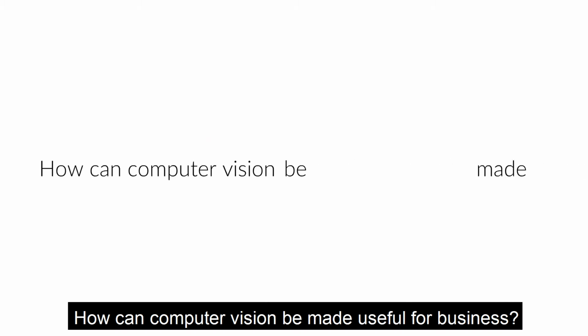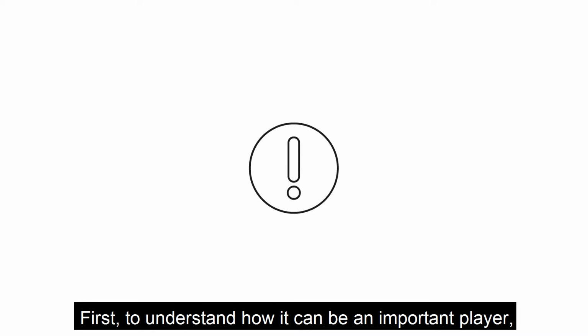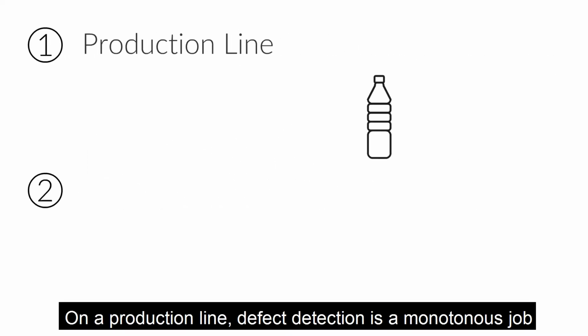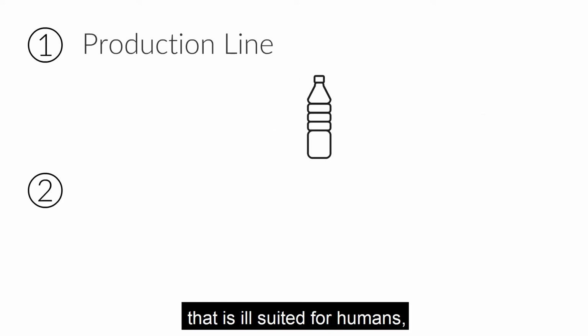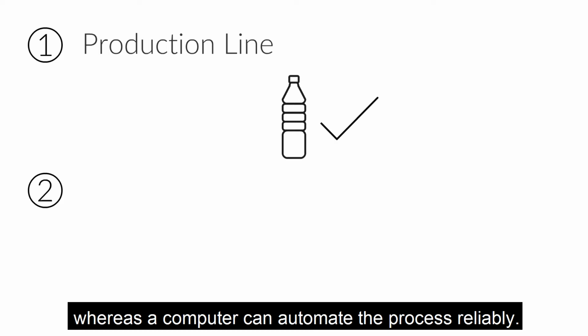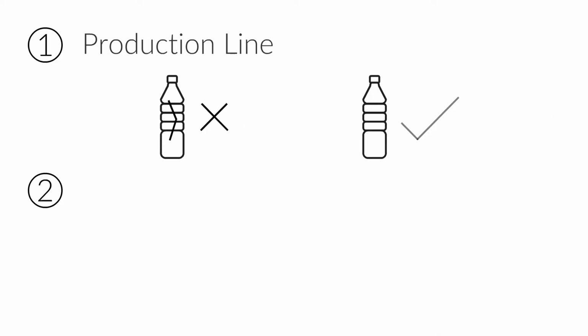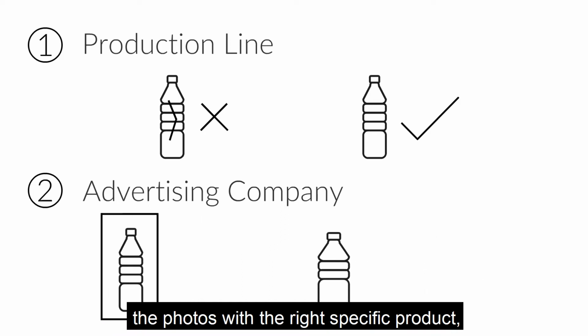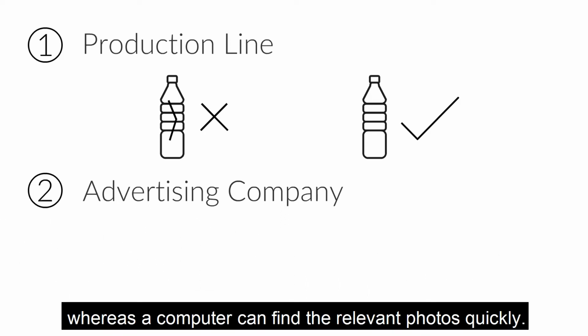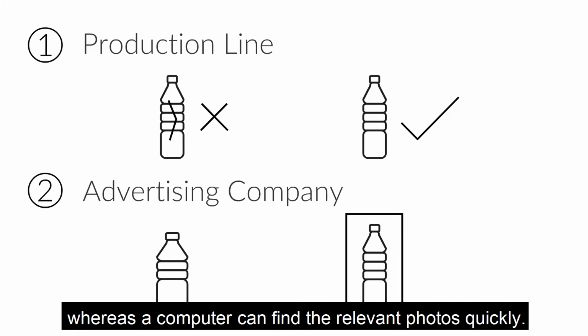How can computer vision be made useful for business? First, to understand how it can be an important player, it is useful to look at a few examples. On a production line, defect detection is a monotonous job that is ill-suited for humans, whereas a computer can automate the process reliably. For advertising companies, it may be difficult to find the photos with the right specific product, whereas a computer can find the relevant photos quickly.